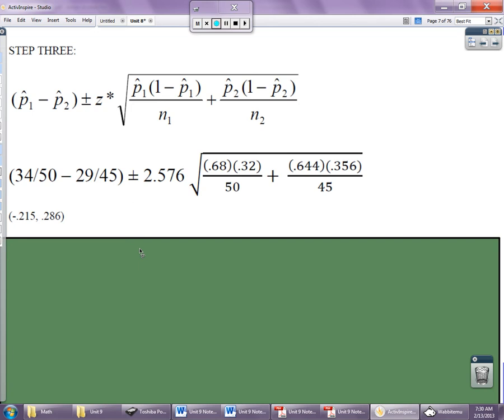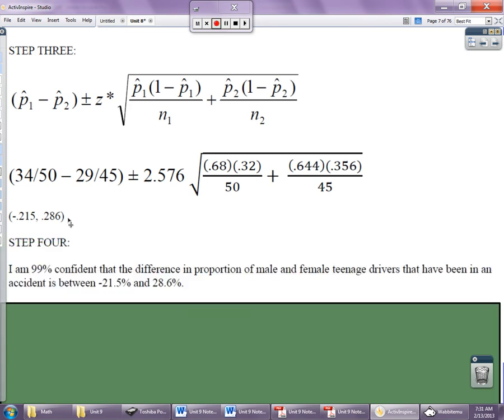They're just the same, and you should get the interval from negative 0.215 to 0.286. Now notice I have a negative percentage, which we haven't really seen before. We're going to talk more about that interpretation tomorrow. For now, you just want to write that last step.